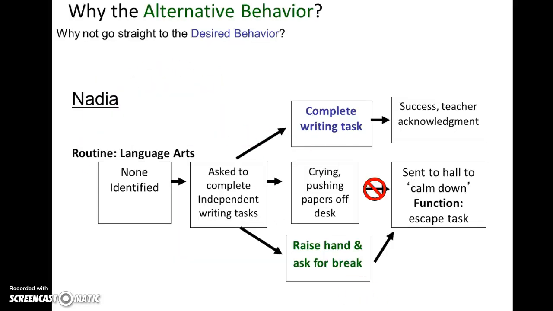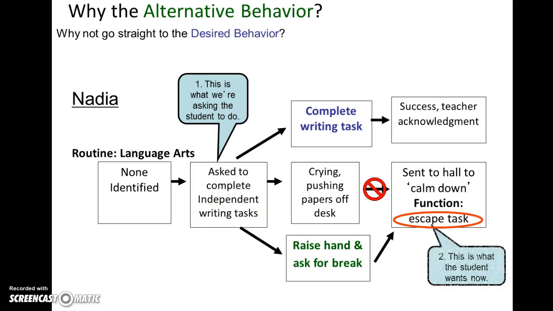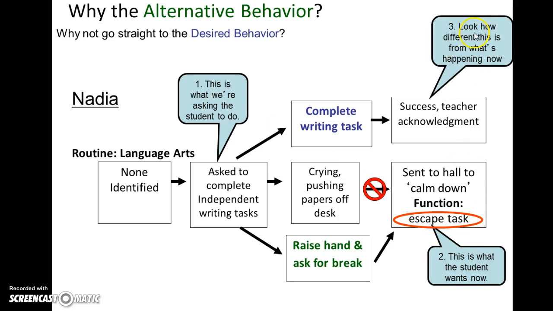So here is our alternative behavior. Okay, so why not go straight to the desired behavior? Well, first, this is what we're asking the student to do, which is an independent writing task. And then this is what the student wants to do now, which is escape the task. This is what I want them to do. This is what they want to do now. Okay. But look how different it is from what's happening now.